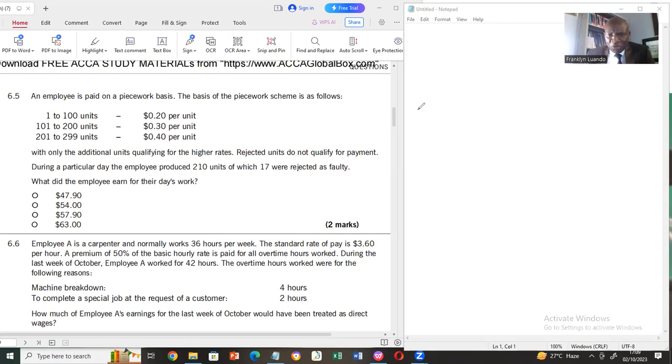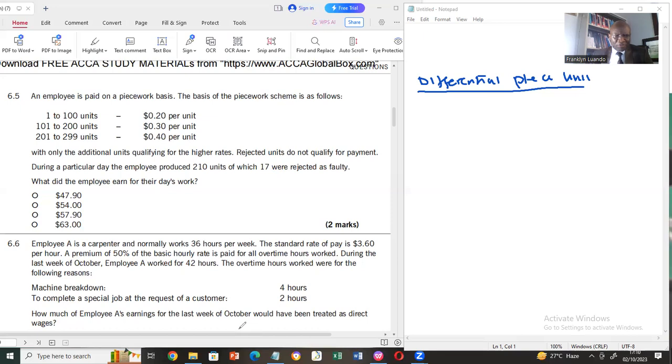Now, under differential piecework, I want you to understand the entity will set the output bands with associated rates per unit. The employer encourages employees to produce more units because those will attract the higher rate. But a control measure is put in place to ensure that only those units which qualify will be paid for. Any rejects will be excluded from the calculation.